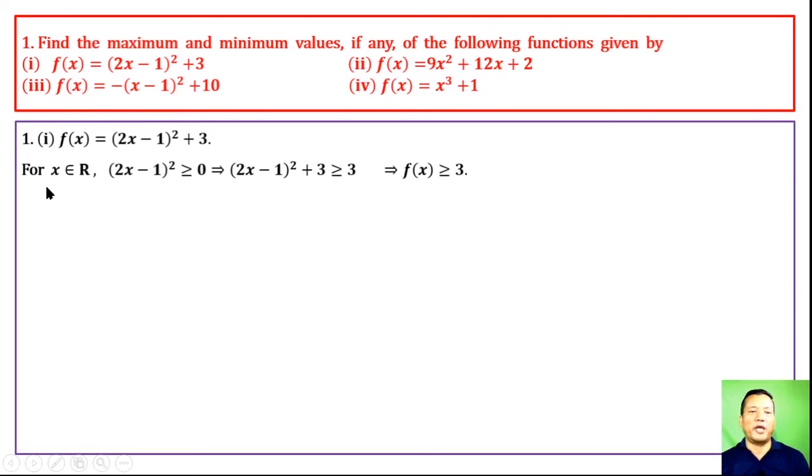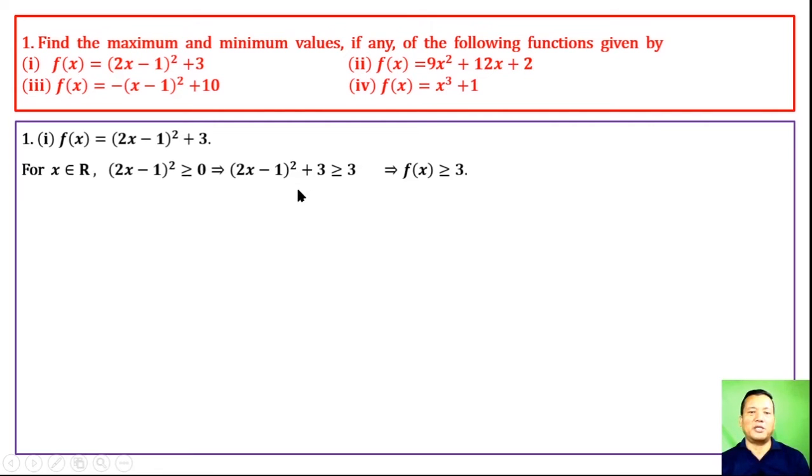We know for x belongs to R, any real number, twice x minus 1 whole square is always greater than or equal to 0. A real number's square can take any positive real number or 0, it is never negative.